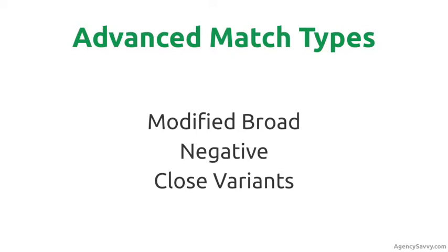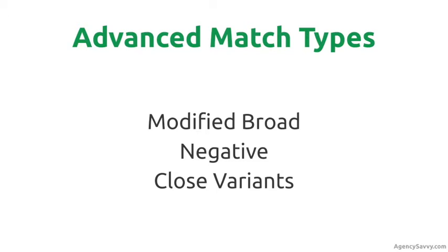There are a couple of other types just to round out things here so that you know absolutely everything that you need to know about keywords. Modified broad match, and I'll show you some examples in a minute. You add plus signs to the front of your keywords, and I'll explain how that works in a second, but it's kind of a good in-between, between broad, if you like, and phrase. It gives you a level of control without Google going too crazy.